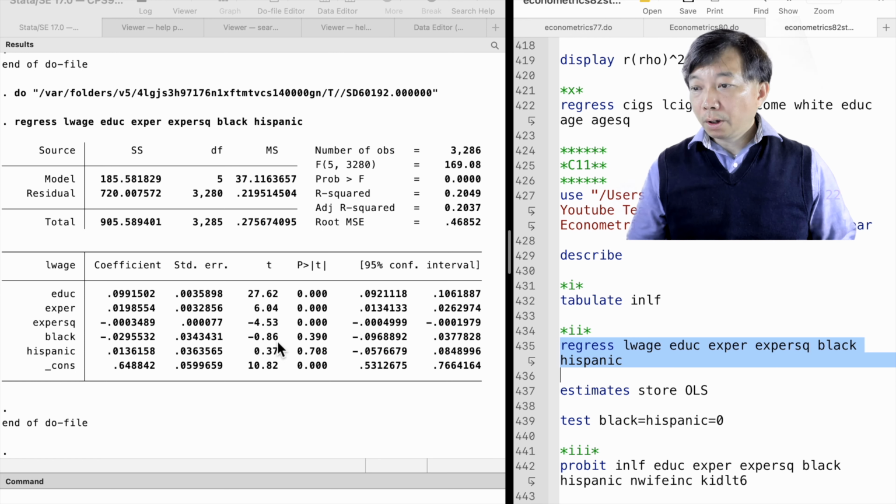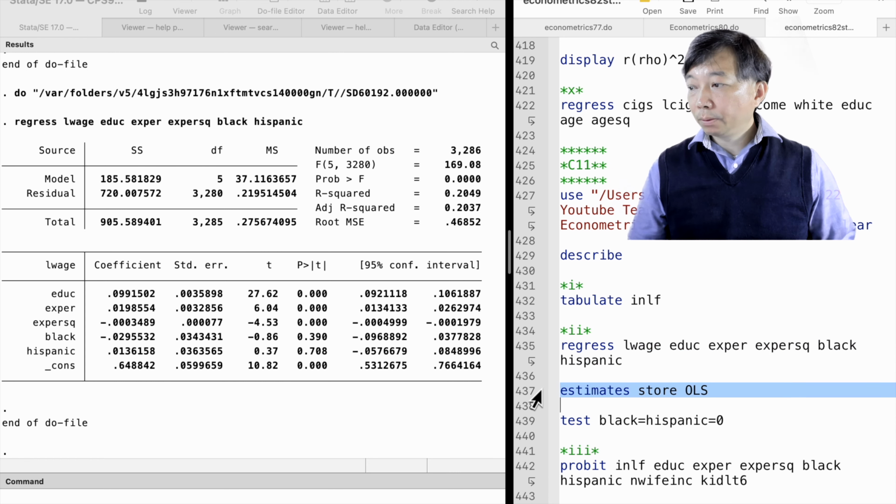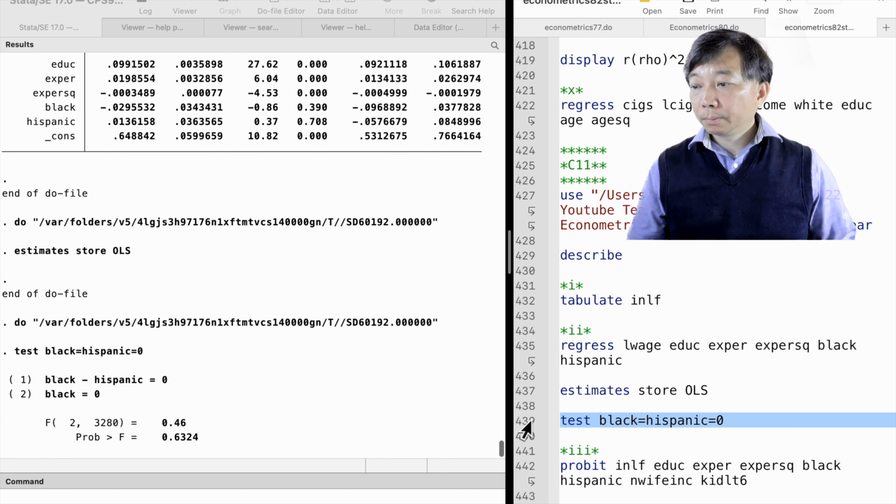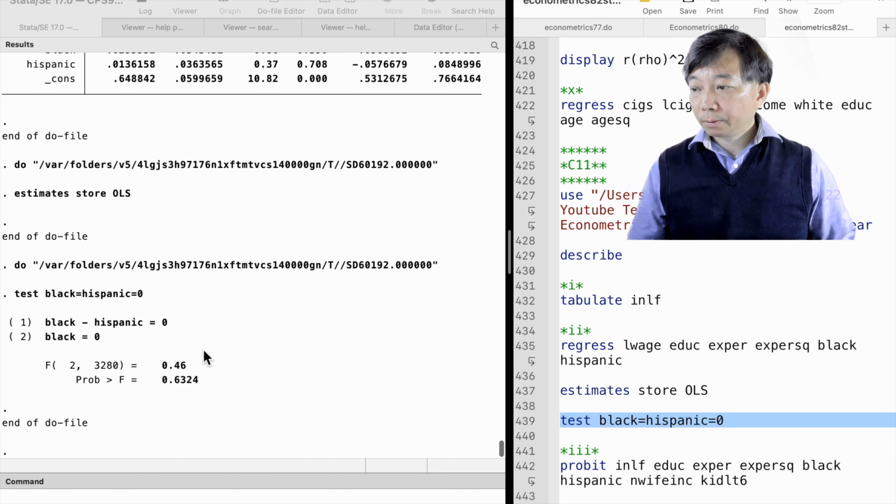The coefficients on Black and Hispanic variables are not individually significant at the 10% level. They are not jointly significant either, according to the F-test. There is no evidence of wage differences by race and ethnicity.